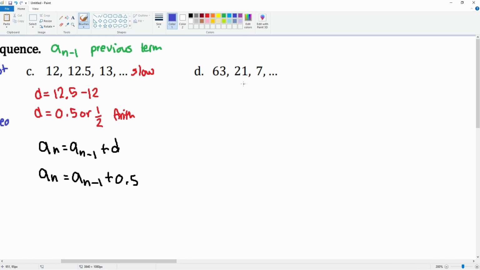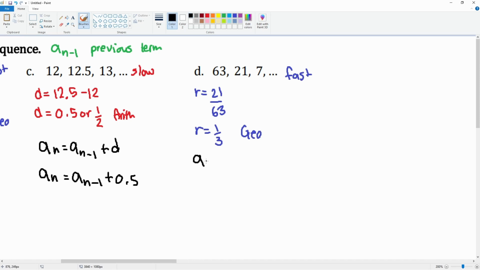Let's look at the last one, 63, 21, and 7. That looks really fast. So let's check for the common ratio. 21 divided by 63. That gets you a value of 1/3. Common ratio of 1/3. So this becomes a geometric sequence.